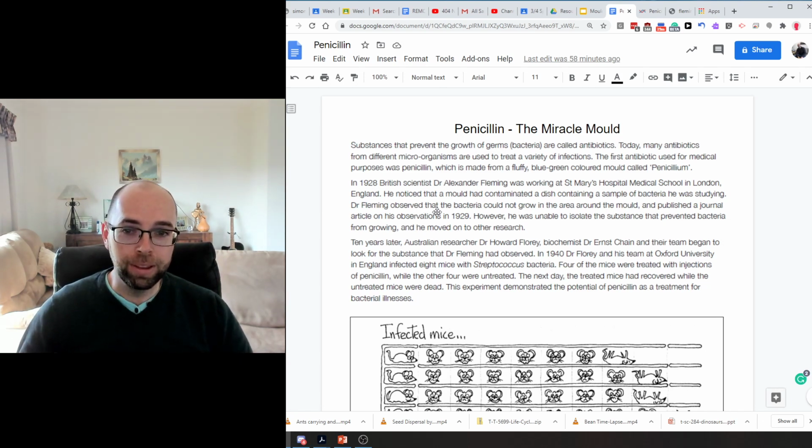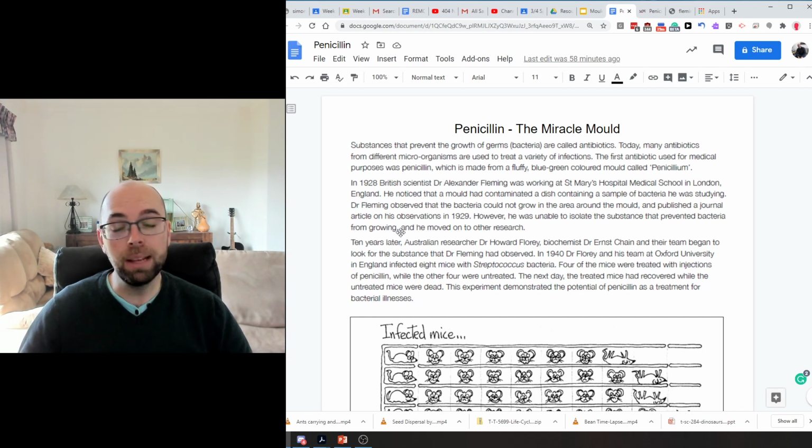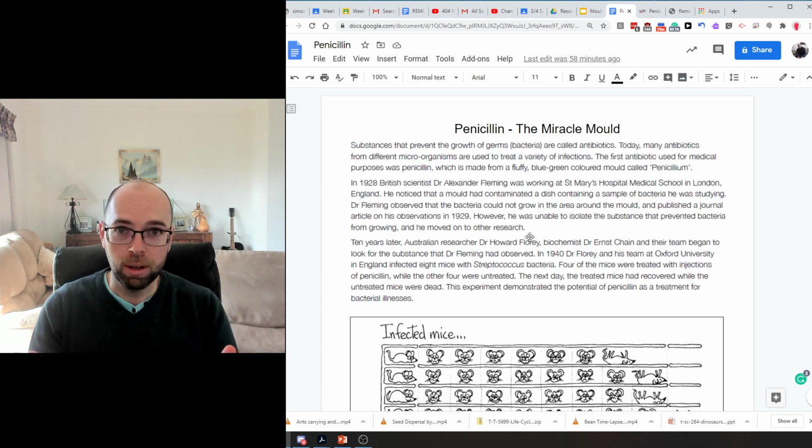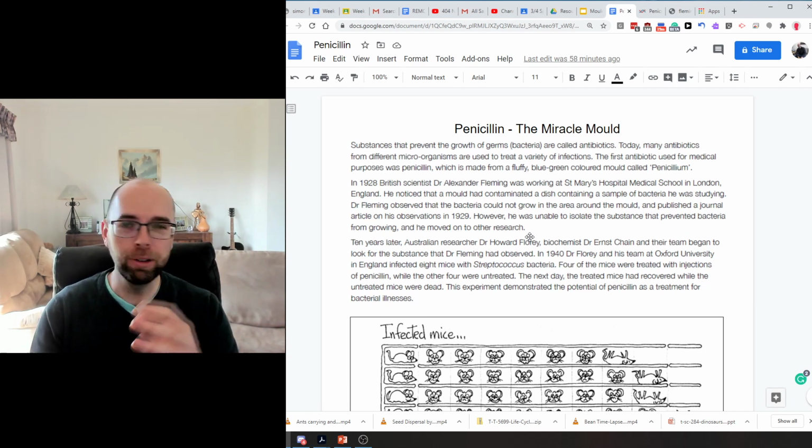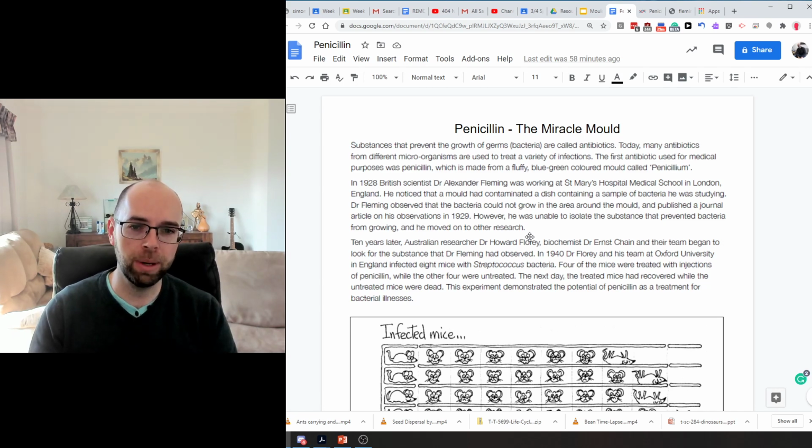Dr. Fleming observed that the bacteria could not grow in the area around the mold. He published a journal article on his observations in 1929. However, he was unable to isolate the substance that prevented bacteria from growing, and he moved on to other research. So basically, he was growing germs, one of them accidentally got moldy, and the germs wouldn't grow around the mold. He thought that was really interesting, but he couldn't figure out why. So he told people about it, but then he moved on to other things.